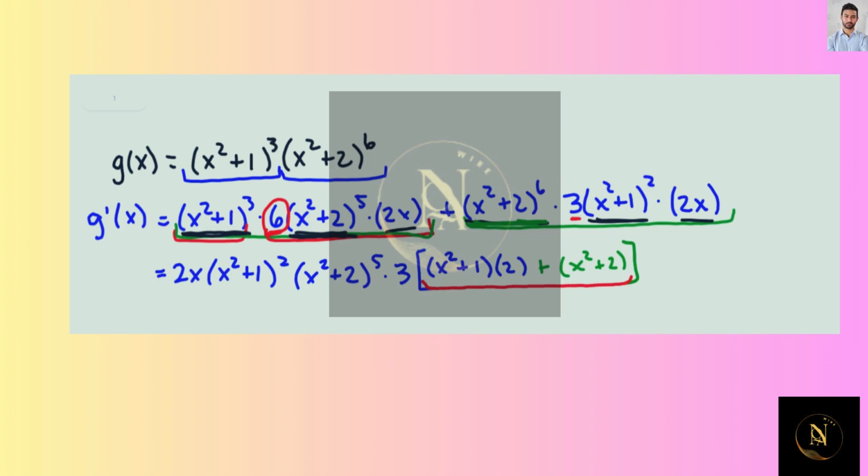Okay, so now what we want to do is simplify this. So let's distribute and combine like terms. And we can also combine the 3 and the 2 and make that a 6. So we have 6x times x squared plus 1 quantity squared times x squared plus 2 to the fifth times, okay, what are we going to get here? We're going to have 2x squared plus another x squared. So that's going to be 3x squared. And then we're going to have 2 times 1, that's 2, plus another 2, so that's going to be 4.